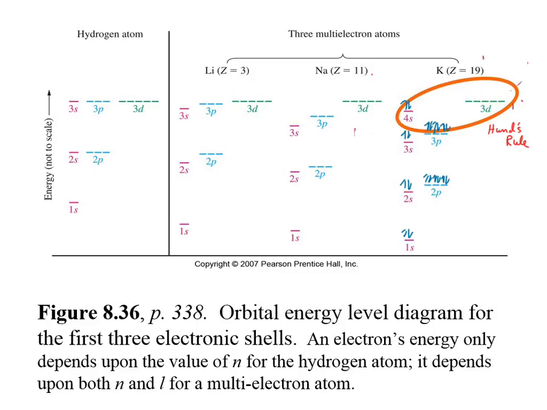Potassium, it should just be 1. Thank you. Final answer, that adds up to 19. So it goes to the lowest energy first. Yep, it goes to lowest energy first. Perfect.